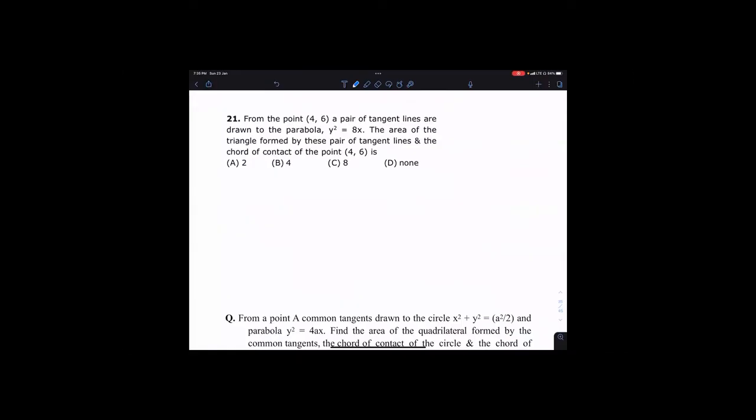Next one is chord of contact. You see, there is something called chord of contact used in this question. It is a continuation of this concept only. If you have a parabola, from an external point, just now we have seen that two tangents can be drawn. Like this. These are points of contact, Q and R. Now, a chord passing through these points of contact is called the chord of contact.